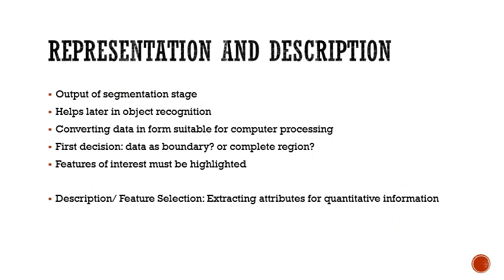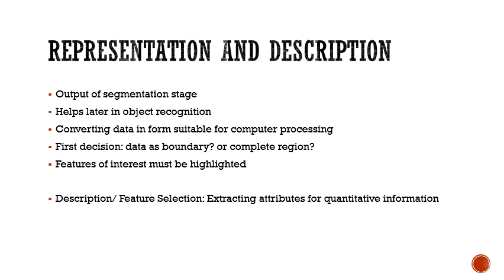The next step is image representation and description. These steps follow the output of a segmentation stage. By suitably representing the image, we are converting the data into a form suitable for computer processing. And by doing so, we are helping the next stage, that is the pattern or object recognition in the given image.